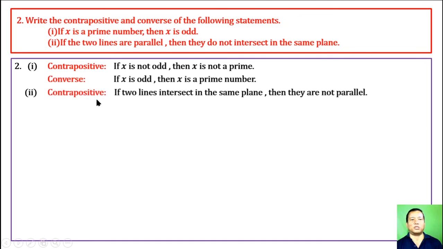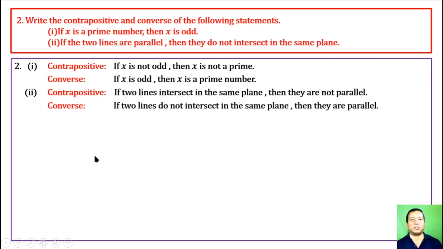Roman number 2. If two lines are parallel, then they do not intersect in the same plane. Its contrapositive is: if two lines intersect in the same plane, then they are not parallel. Its converse is: if two lines do not intersect in the same plane, then they are parallel.